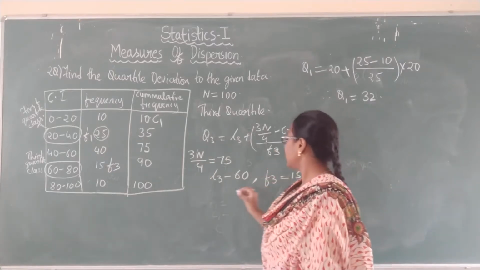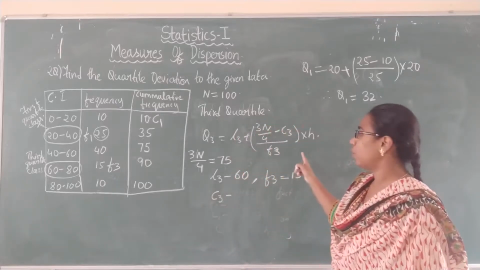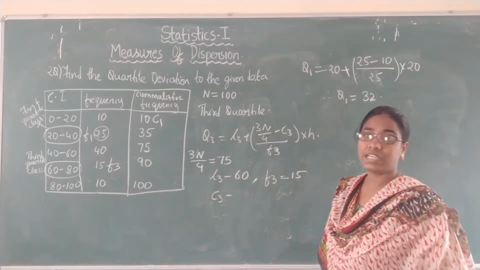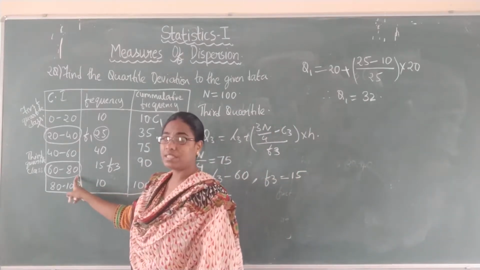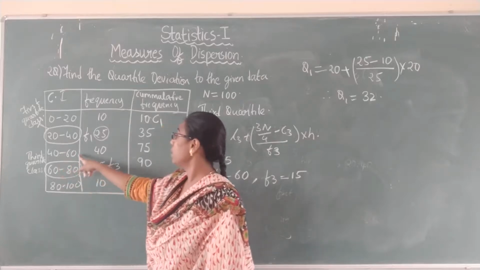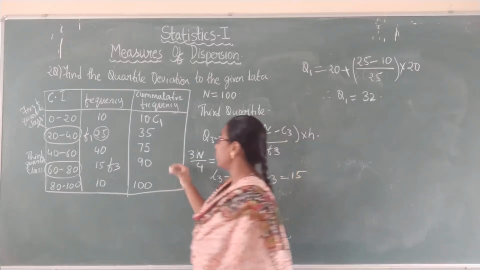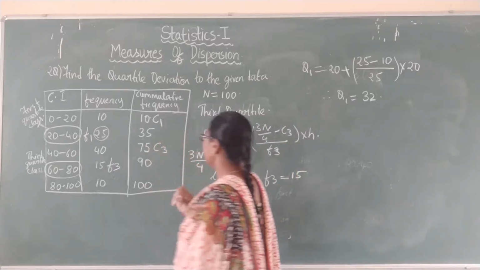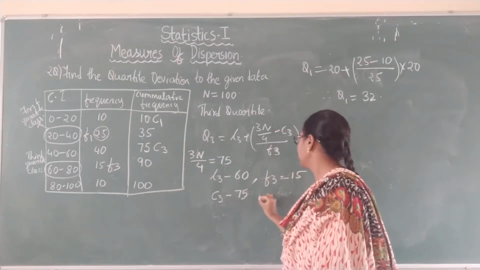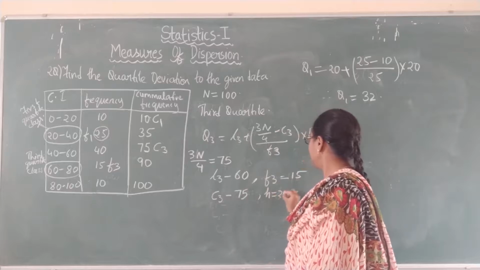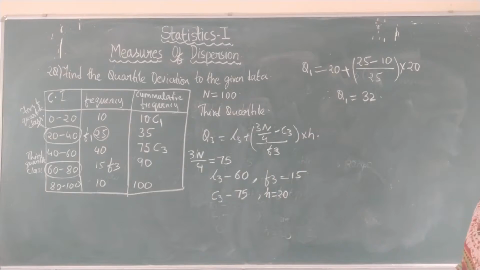Next C3. C3 is the cumulative frequency preceding the third quartile class. 60 to 80 is the third quartile class, so preceding means 40 to 60. Corresponding to 40 to 60, what is the cumulative frequency? 75. So this 75 is the C3 value. Next H. H is 20 itself, that is the width of the class interval.